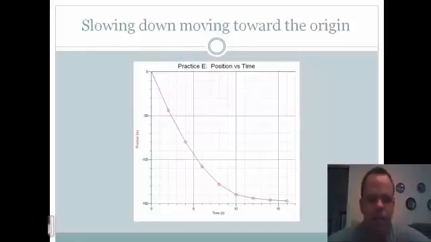In the last case, you see the slope decreasing with a negative slope, moving back in the negative direction or towards the origin. In this case, it started at 0, so it's going away from the origin in the negative direction. Anytime you see this shape, we know it's got a negative slope, it's moving in the opposite direction, and it is slowing down.